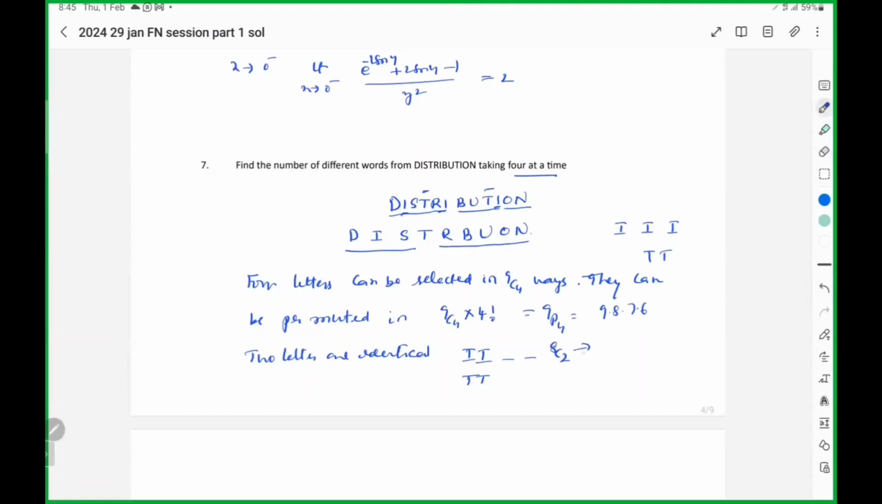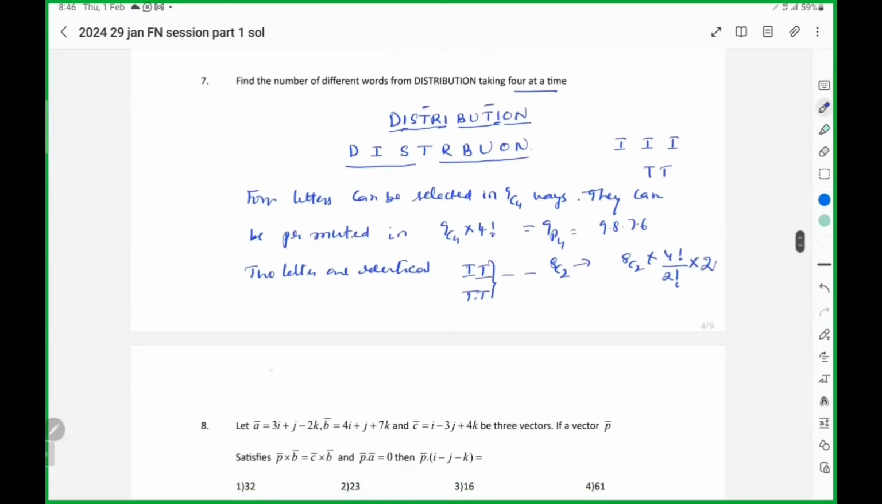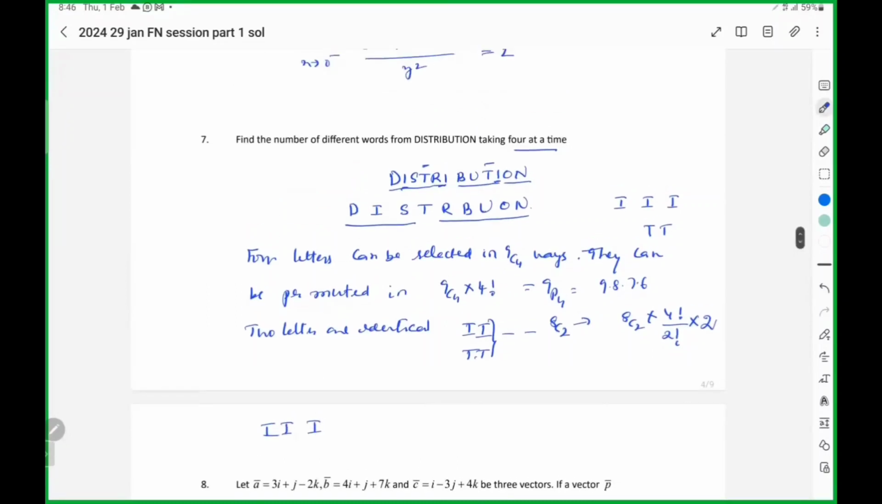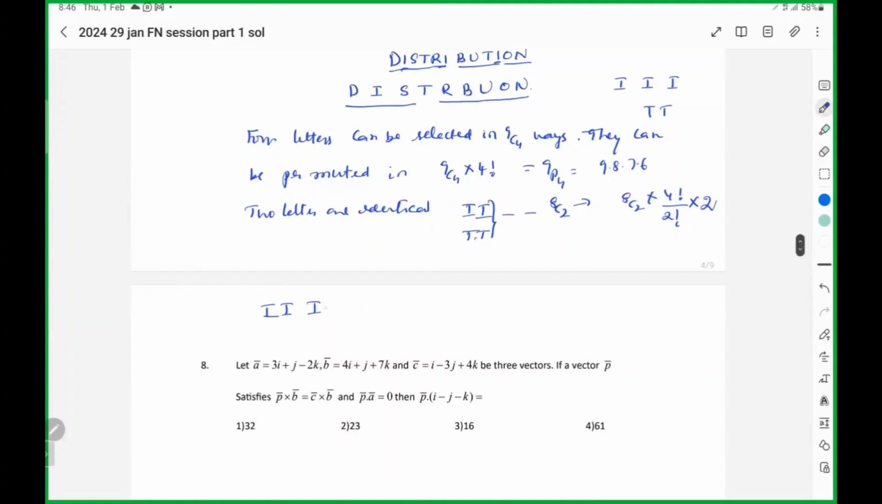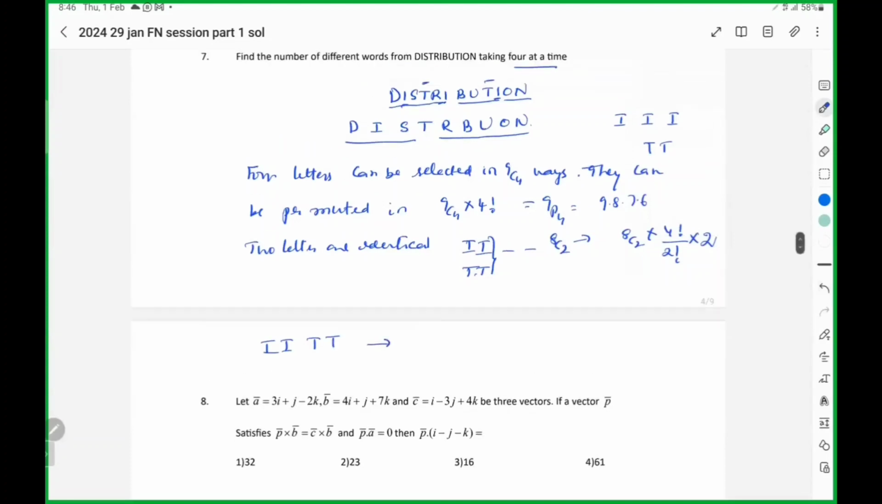And after selection, they can be permuted in 4 factorial by 2 factorial, because of 2 I's. The same thing repeats with T, so I'll write times 2. Sorry, one more case may also be there. So IITT is there. There's only one possibility, that is 4 factorial by 2 factorial by 2 factorial arrangements. So that is 6 arrangements.